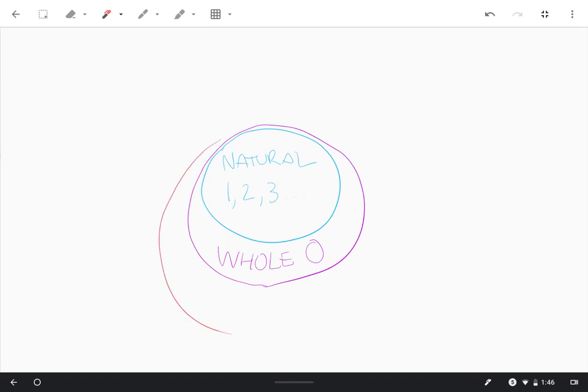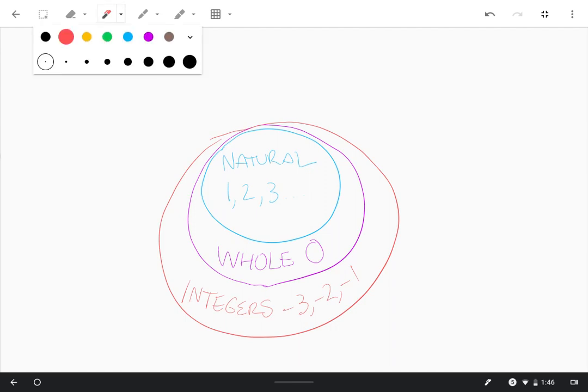The next category is going to add another group of numbers. You can notice all of the other numbers we've covered so far are contained within this group, and that is what we call integers. Integers are going to be all the negative counting numbers on top of the positive counting numbers and 0. So now we have negative versions of all of our natural numbers. What you'll notice about all of these so far is that they are complete numerical values: 1, 2, 3, or negative 1, 2, 3, and of course 0.